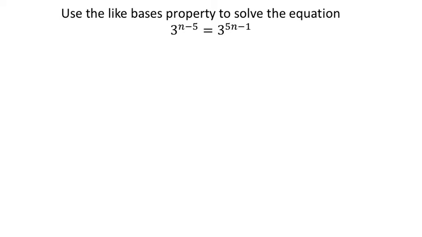Hey, no problem, man. That's a doable one right there. And so, since the bases match, they're both 3s right here, ignore them and just rewrite these as a new equation. n minus 5 then would equal 5n minus 1. Well, this now is an equation. Like I said before, we're looking at an equation that we need to solve.